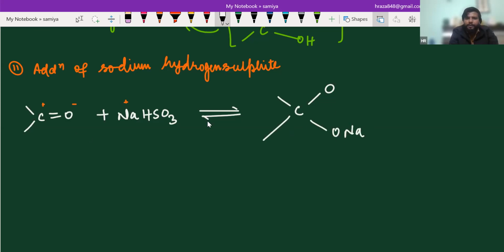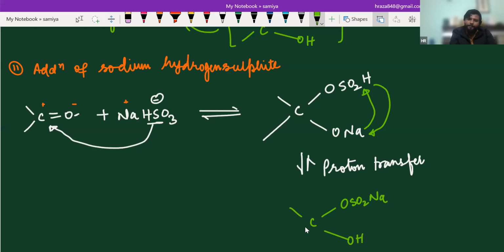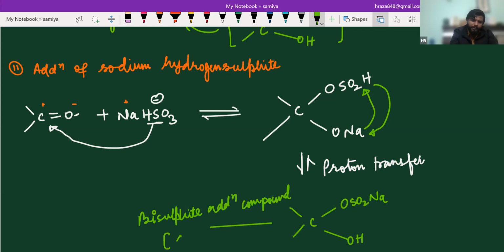Now, how we are going to write this? Be focused here. This Na plus comes to an O, and one of the bonds, that is your negative part, will go to this. So HSO3, I'm going to write it as OSO2H. Can I write this? I just added this HSO3 minus to this. Yes, sir. So I just write OSO2H, and after this, proton transfer will take place. So by proton transfer, that means Na will go to this and hydrogen will come to this. So this will be your OSO2Na, and here it will be OH. And this is known as bisulfite addition compound, which is a crystalline solid.